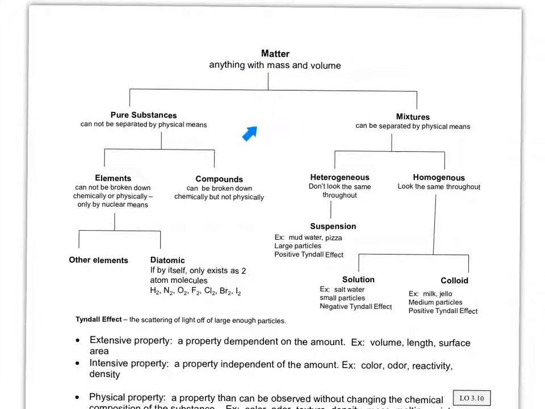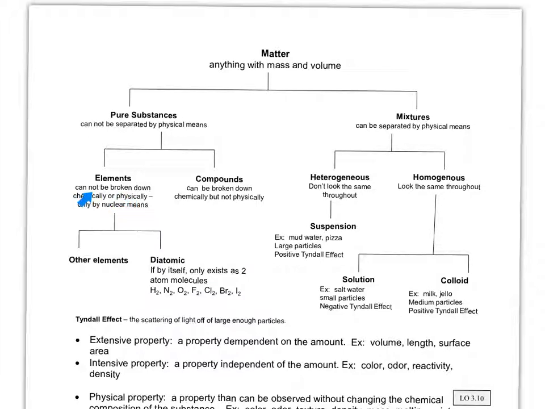Matter is then classified into pure substances and mixtures. Pure substances cannot be separated by physical means, whereas mixtures can be. So we'll focus on pure substances first. Pure substances can then be classified into elements or compounds. Elements are the most basic types of matter, and they cannot be broken down chemically or physically.